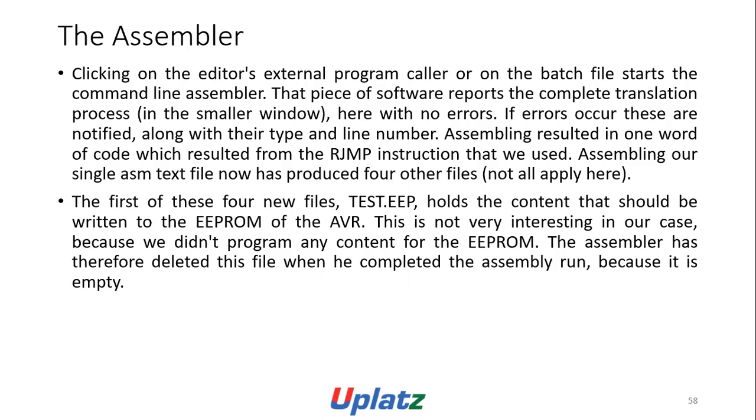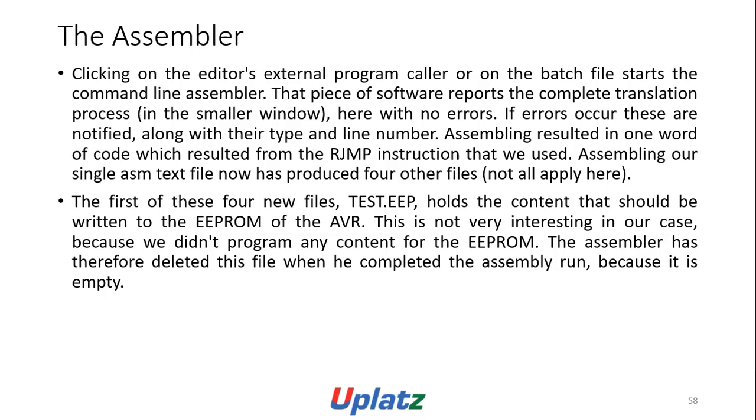That piece of software reports the complete translation process in a smaller window here, with no errors. If errors occur, these are notified along with the type and line number. Assembling resulted in one word of code, which resulted from the RJMP instruction that we use. A single ASM text file has now produced 4 other files, as shown up here.